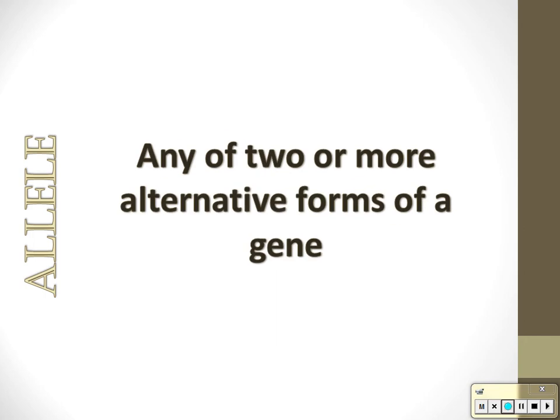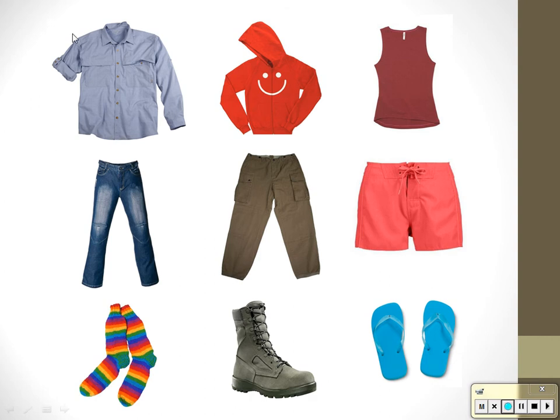Now, if there are different types of genes, we call it an allele. So any two or more alternative forms of a gene. These are all alleles. They are all genes, but they're different types of the same one. Each gene codes for an outfit, and this is outfit 1, outfit 2, and outfit 3. So those are your alleles.